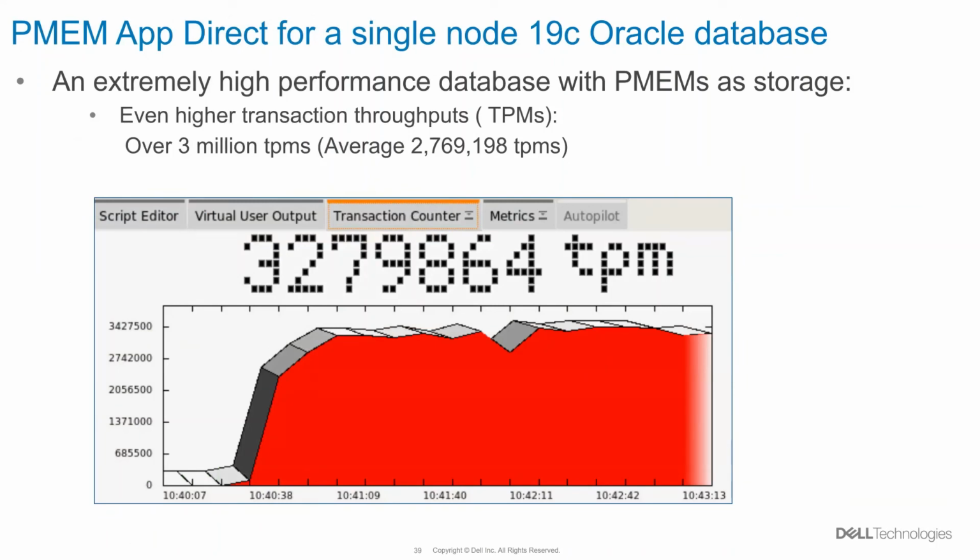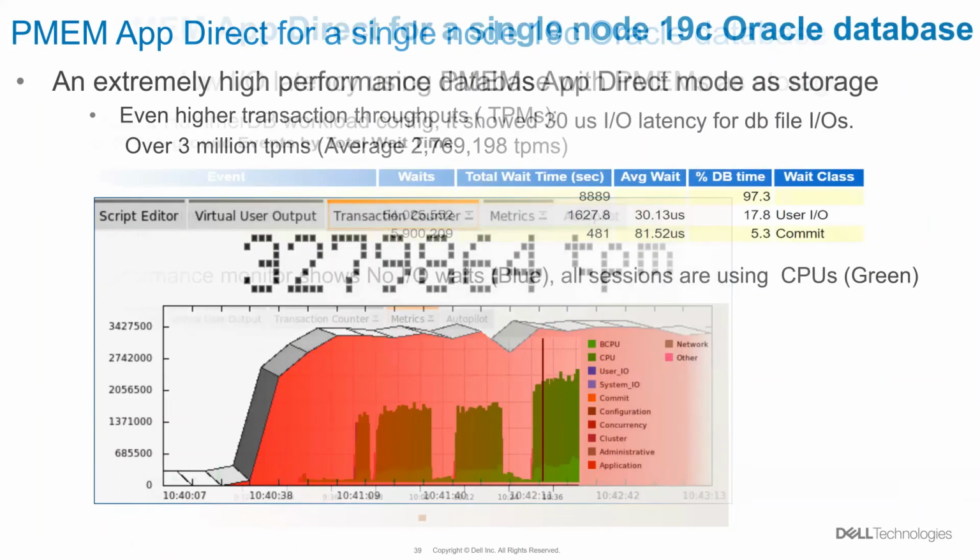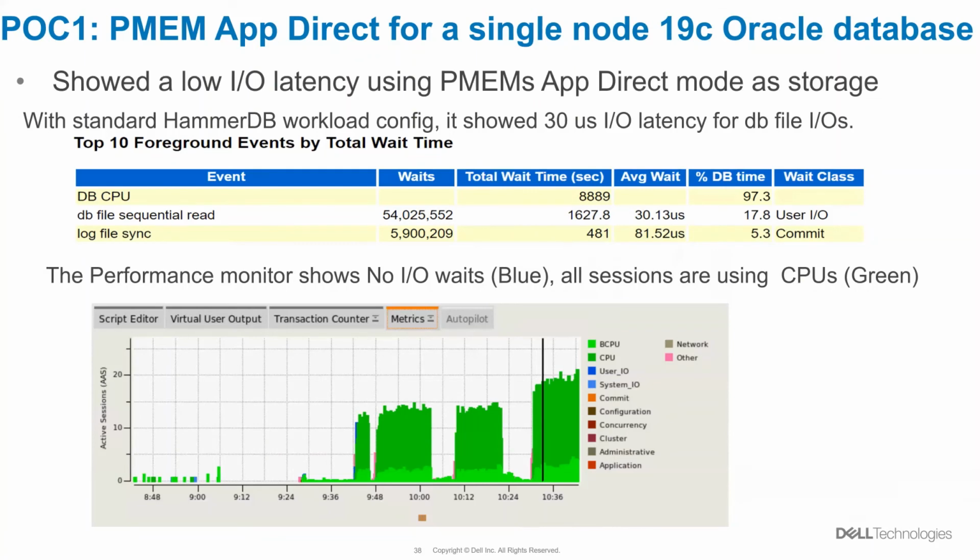The previous throughput I didn't show. The previous throughput was like 500,000. So we were able to increase the throughput from 500,000 to 3 million TPM. So this is about a 6 times increase of throughput, and the response time was more than 100 times reduction.